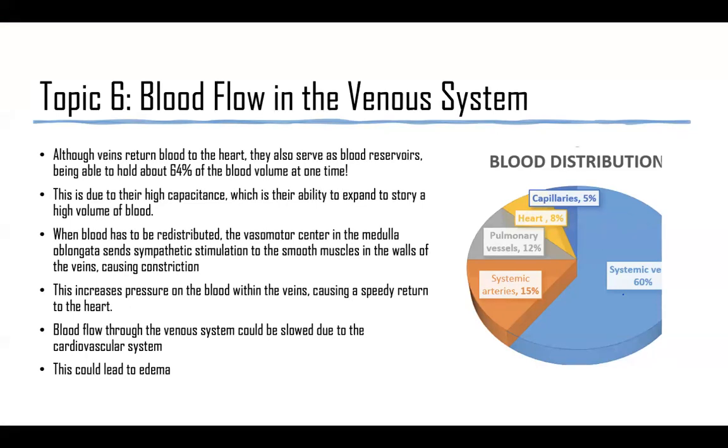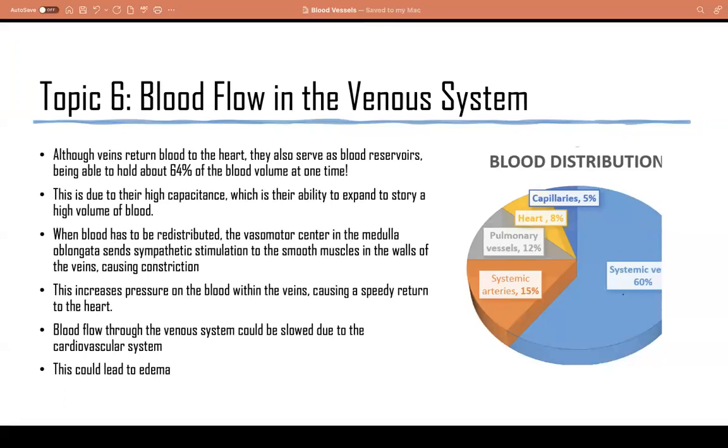And this is due to high capacitance, which is the capacity to expand when needed to store a high volume of blood. And when blood has to be redistributed, the vasomotor center in the medulla oblongata sends sympathetic stimulation to the smooth muscle walls of the veins, which then causes constriction. This increases pressure on the blood within the veins, causing a speedy return to the heart.